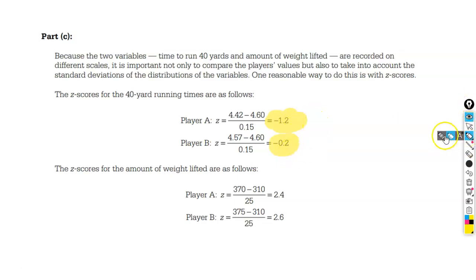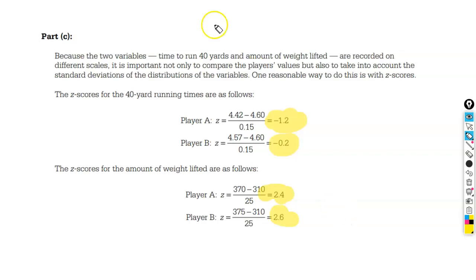really good, right? Because you want your time to be lower. This one's only 0.2, so they're almost close to the mean. But now if you go to weight lifted and you compare standard deviation, they're only 0.2 standard deviations apart, so they're both about the same strength. But the one is 1 standard deviation faster.